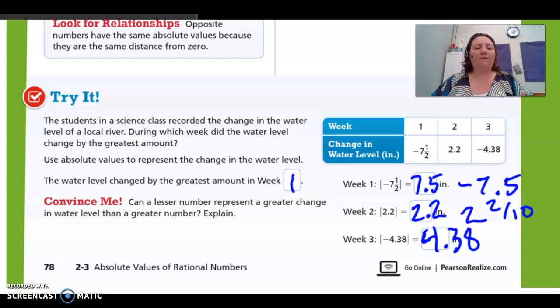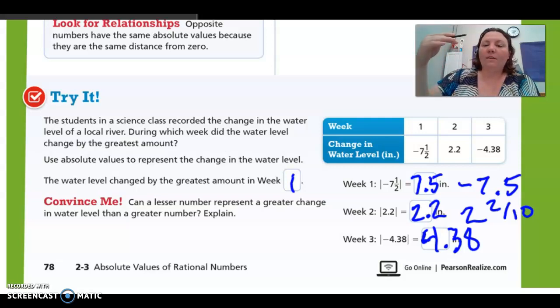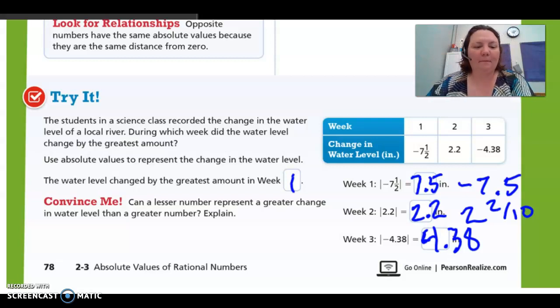So we look at this convincing question: can a lesser number represent a greater change? And so in this question, they're really asking us, how come negative 7.5 is the answer when we're asking for something that's bigger? And the answer is because we're looking at how much did it change by. The negative tells me whether it went up or down, but it went down a lot more than it raised back up.